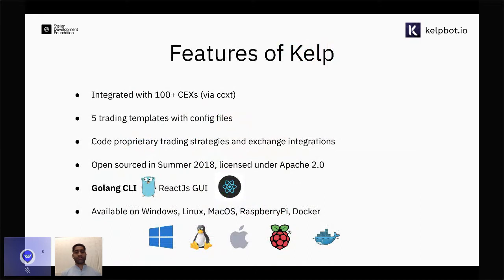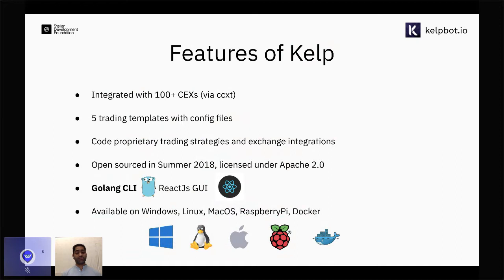Now, here are some of the features of Kelp. So Kelp is integrated with 100 centralized exchanges. There are 5 trading templates with configuration files out of the box. You can even code your proprietary trading strategies and custom exchange integrations. It was open sourced in summer 2018, and it's licensed under Apache 2. There's a Golang command line client and a React.js GUI that is currently experimental.